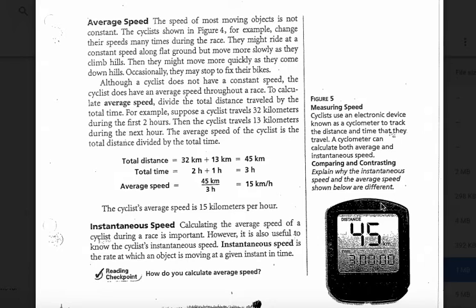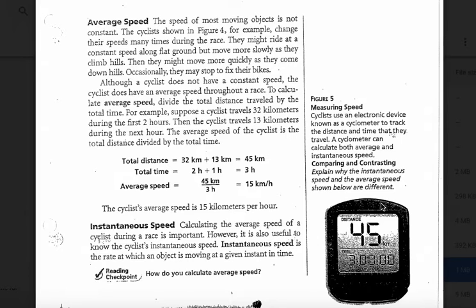Average speed. The speed of most moving objects is not constant. The cyclists shown in Figure 4, for example, change their speeds many times during the race. They might ride at a constant speed along flat ground, but move more slowly as they climb hills. Then they might move more quickly as they come down hills. Occasionally, they may stop to fix their bikes. Although a cyclist does not have a constant speed, the cyclist does have an average speed throughout the race.